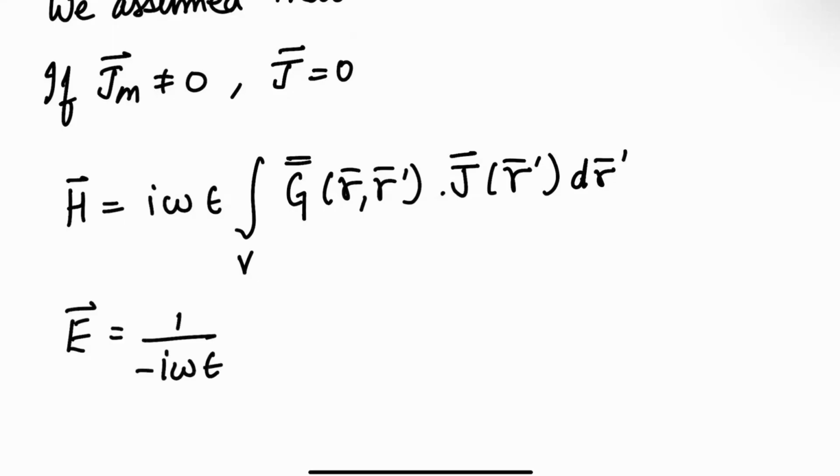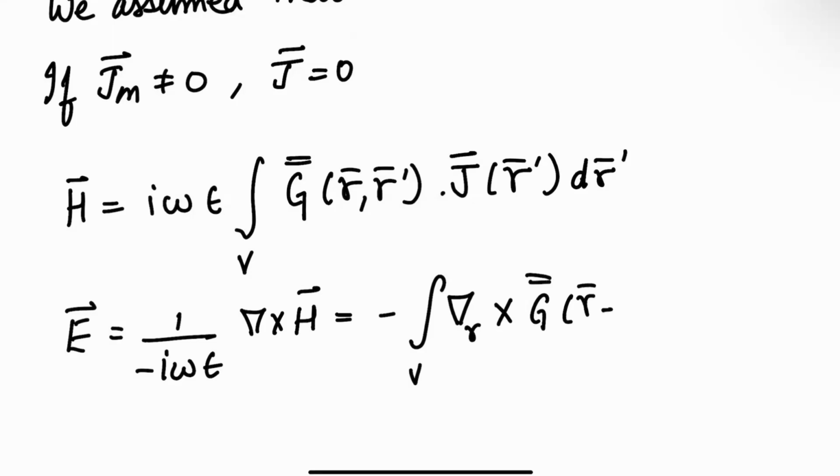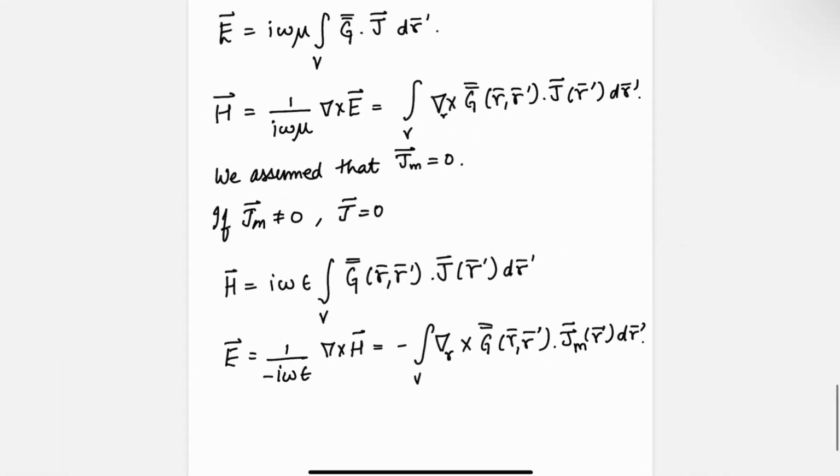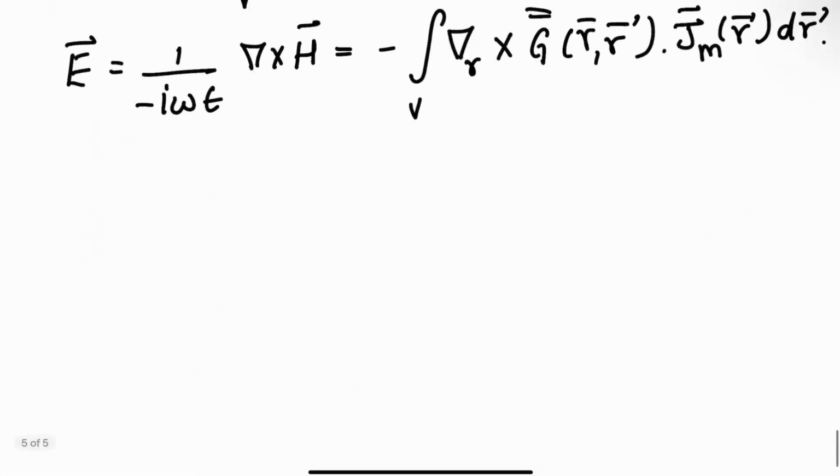minus I omega epsilon curl of H, and that is equal to minus of volume integral del r G of r comma r prime dot Jm r prime dr prime. Okay, and the full solution when you have both of them is a superposition of both of these, this and this for E, and this for H. Okay, so maybe I should write that out.